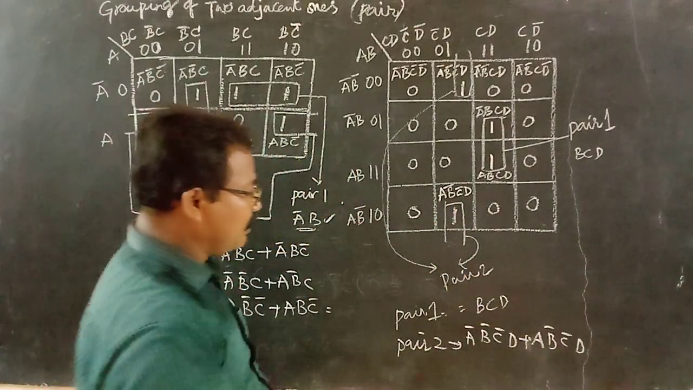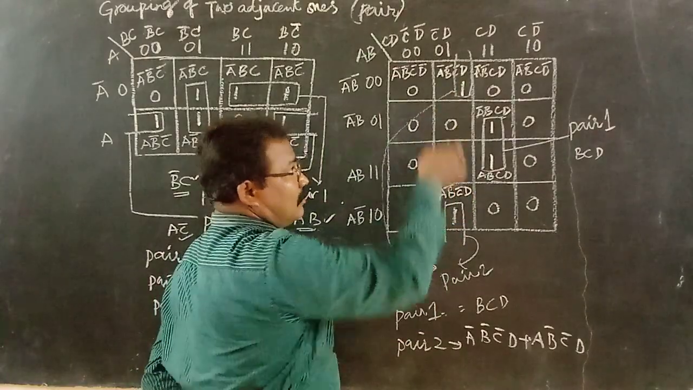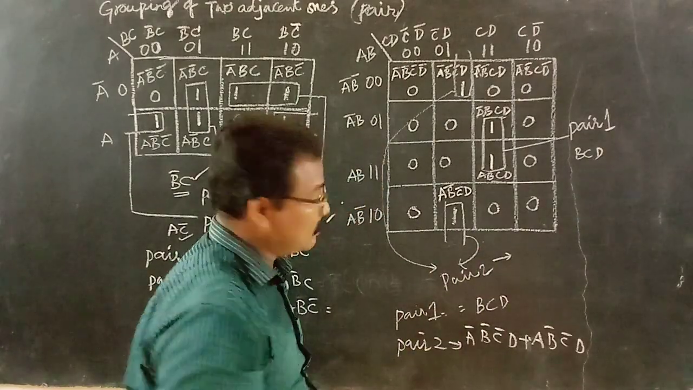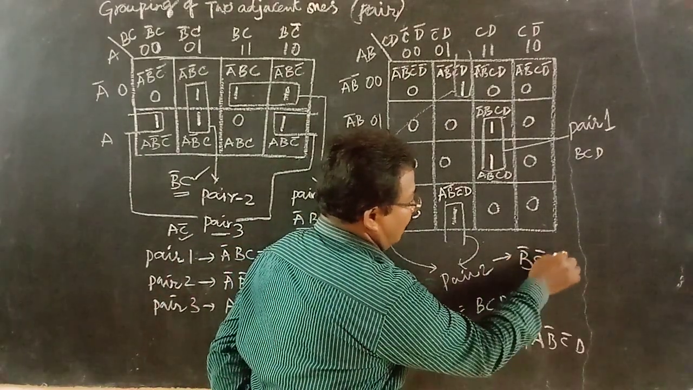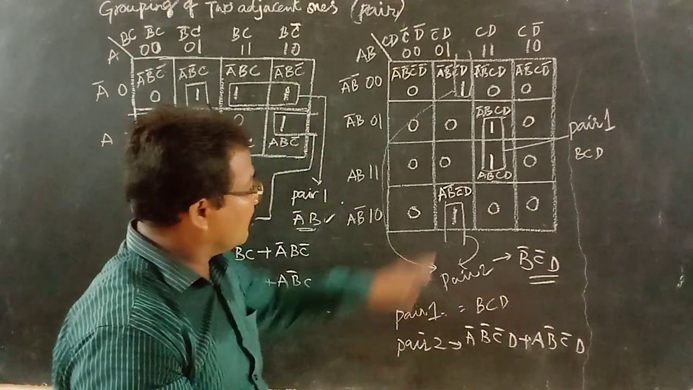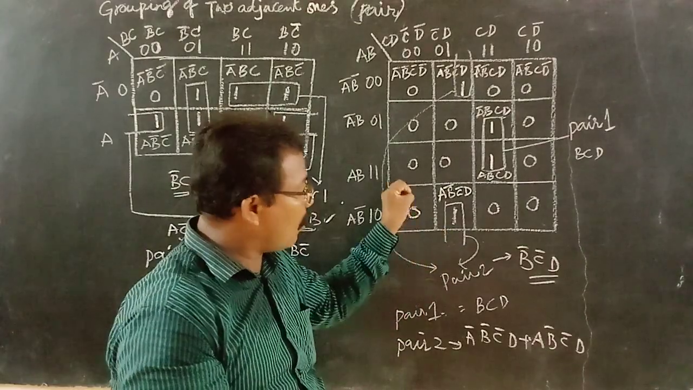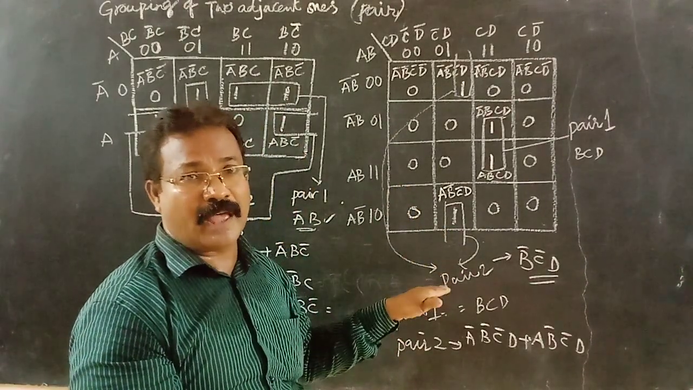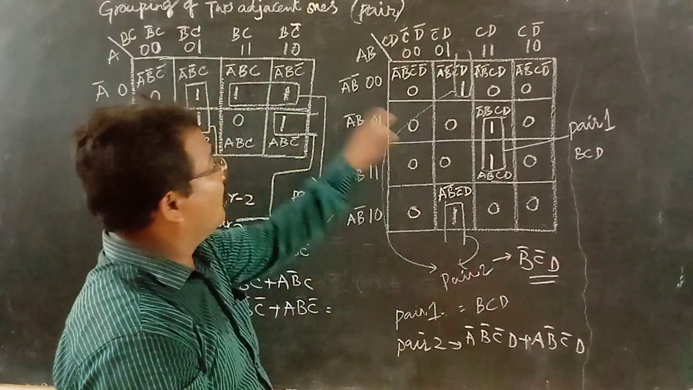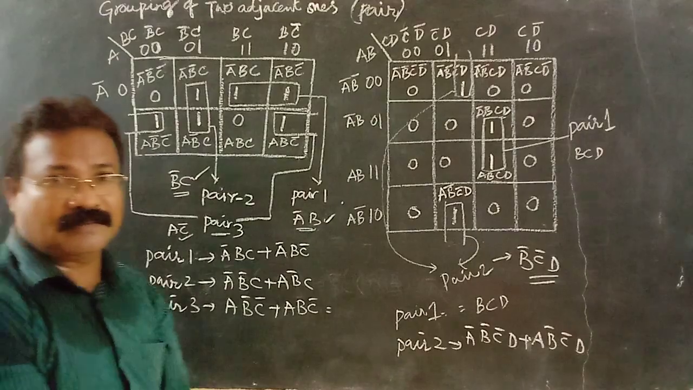So what are the common terms? B bar, C bar, D is common in both cells. So hence we can simplify this expression directly as B bar, C bar, D. A bar, A is different. Only the common variables are taken as the simplified expression. Okay, that is the grouping of two adjacent ones, that is pair, by using the K-map.